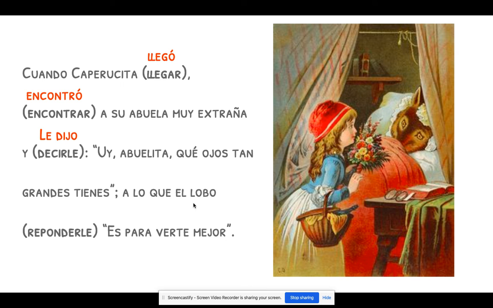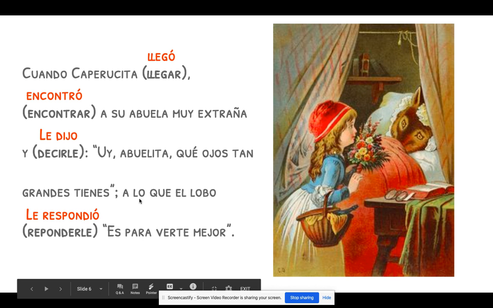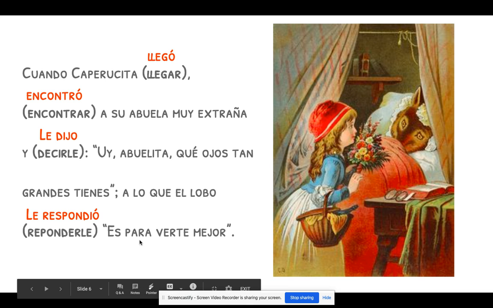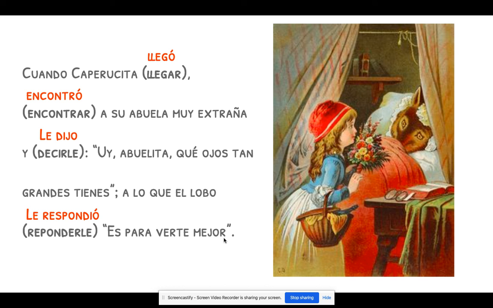A lo que el lobo le respondió, to which the wolf responded. See how she asked this question, and then the next action in sequence is he responded. Es para verte mejor. Again, that other kind of famous line everybody knows. All the better to see you with.